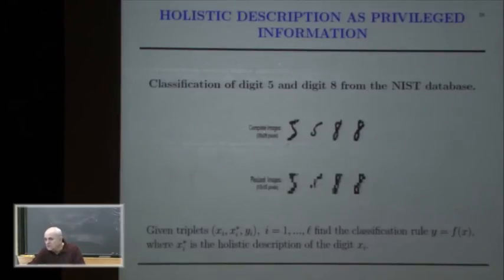So holistic decisions are description as privileged information. So I took the simplest problem. I would like to separate 5 from 8. It is easy problem. So to make it more difficult, we rescale pixel space from 28 by 28 to 10 by 10. So we have these pictures, and we would like to separate this picture. So we have pixels, description of pixels like that, and we have privileged information.